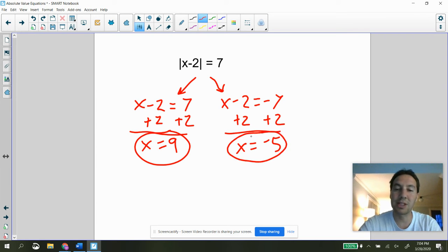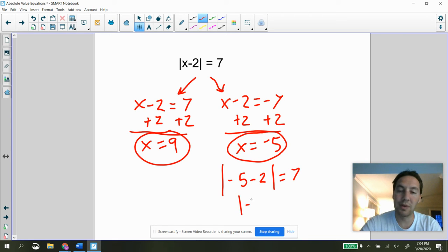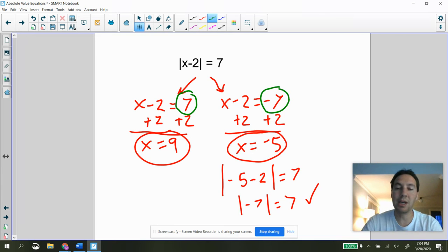Does that really work? Let's plug that in and see what happens. Check our work here. -5 minus 2. Does that equal 7? Well, we get absolute value of -7 here. And is the absolute value of -7 equal to 7? It is. So the key here is to say we want to set the thing inside the absolute value equal to the positive value, but also the negative value.